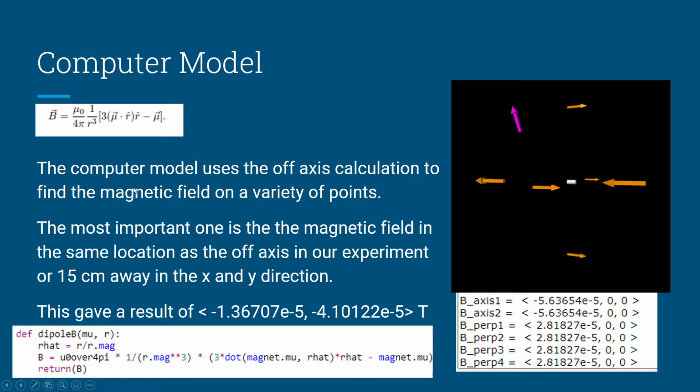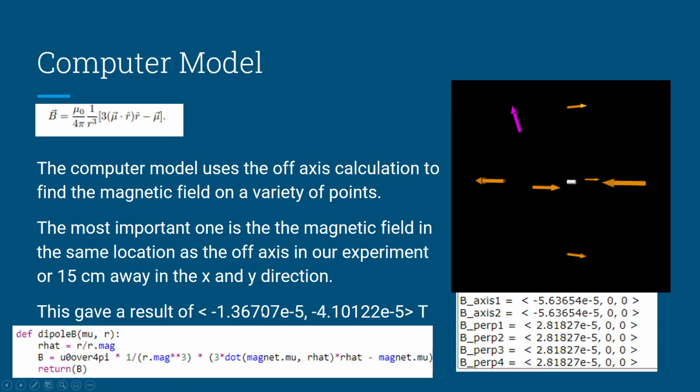Then this calculation is implemented in the Python code here, where most of it is just a code implementation of this equation above. And as we can see from our computer model, when we graph it on axis and perpendicular, we get the results we would expect based on our approximations, where the directions are correct and the on-axis magnetic fields look to be about double, and are clearly double, the perpendicular ones.